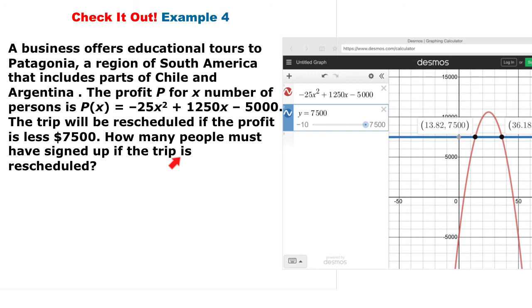This x value is 13.82. So if there were less than or equal to 13 people signed up, because we have to have whole numbers for people, or over here, if there were greater than or equal to 37 people signed up, then the trip would be rescheduled.